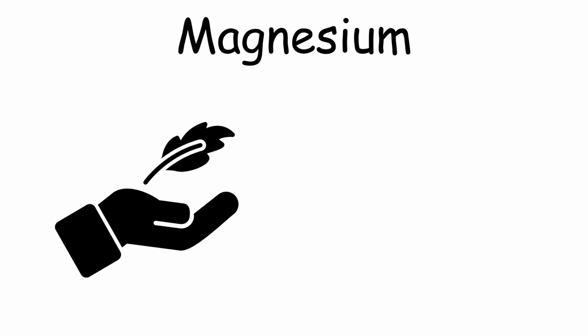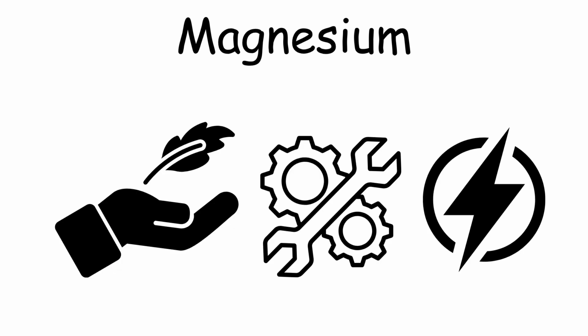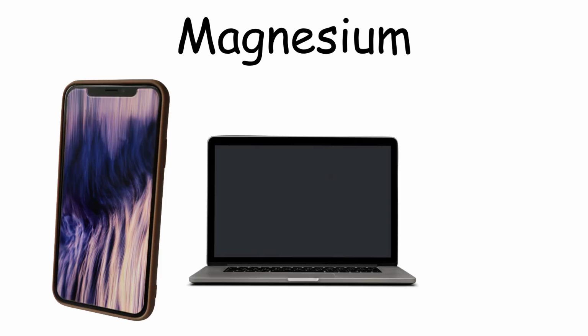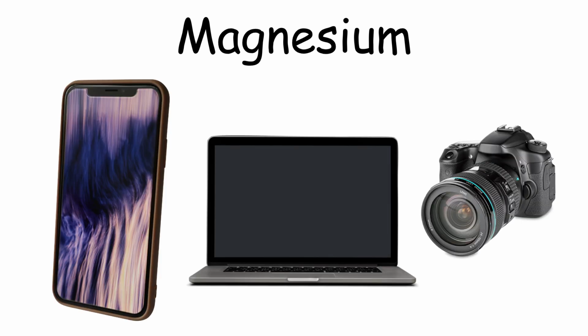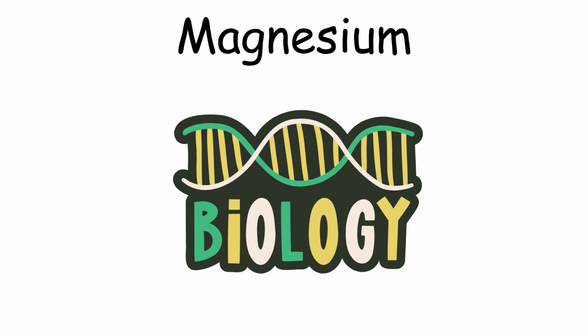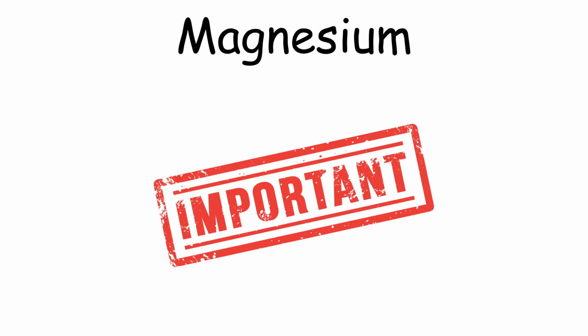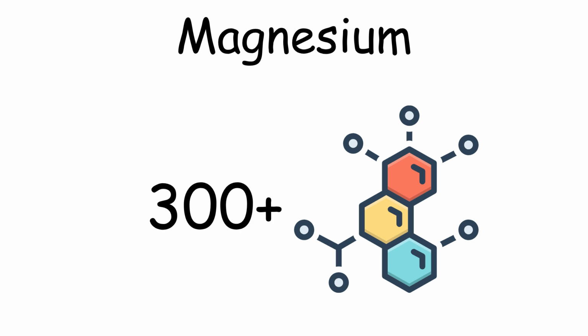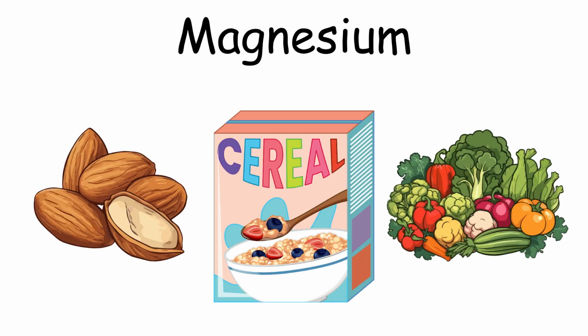Because of its low density and mechanical and electrical properties, magnesium is also used for manufacturing mobile phones, laptops, cameras, and other electronic components. In biology, magnesium is essential to the functions of all cells of all known living organisms and to the actions of more than 300 enzymes, with good sources including nuts, cereal, and vegetables.